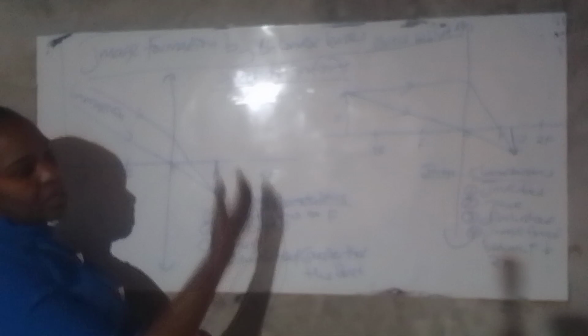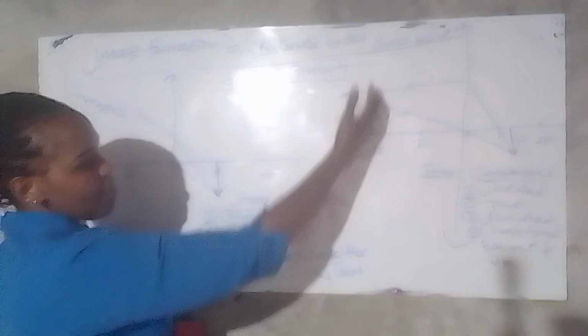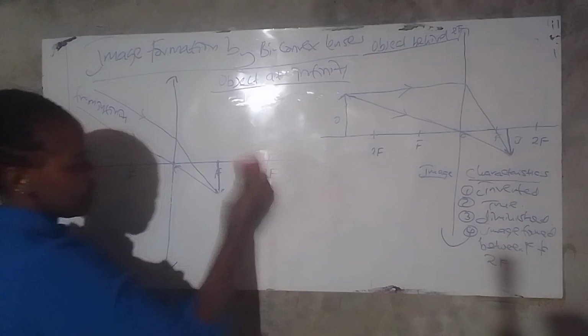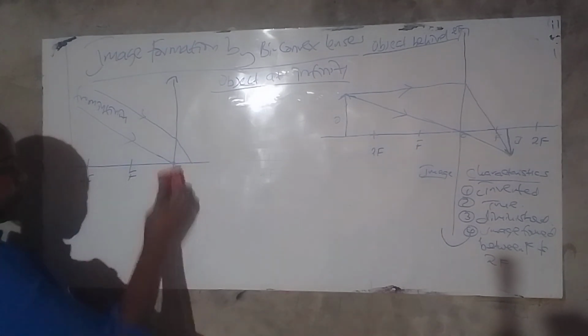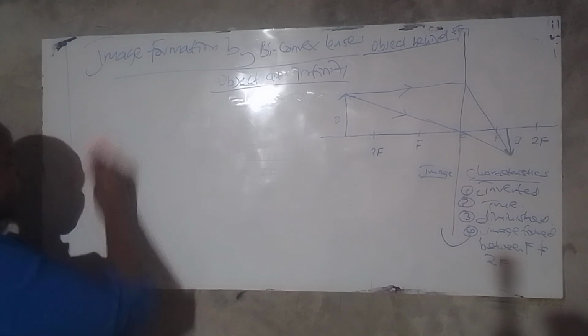Now I want us to move the object closer. We have moved from infinity. We are behind C, that is 2F. Now what if I move my object to 2F? Now let's see what happens when the object is at 2F. I didn't have to wipe everything, I just redraw.